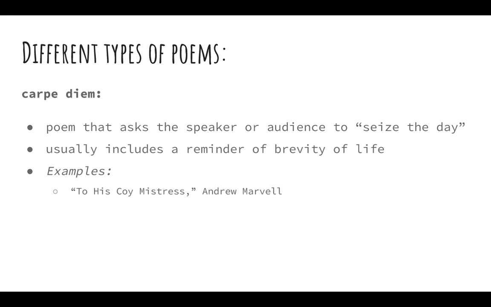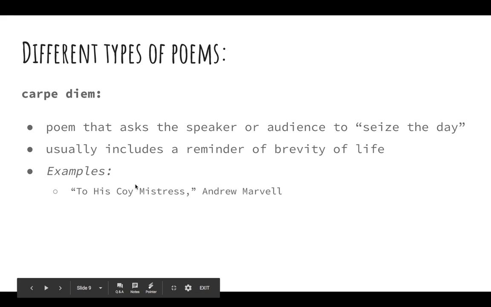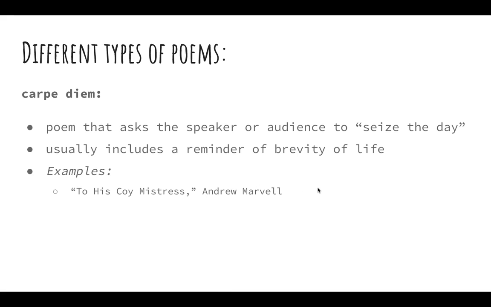So examples: To His Coy Mistress, we might go over that one together. That one is basically just one guy speaking to his mistress about what she should do since life is short. Same here, To the Virgins, to Make Much of Time.